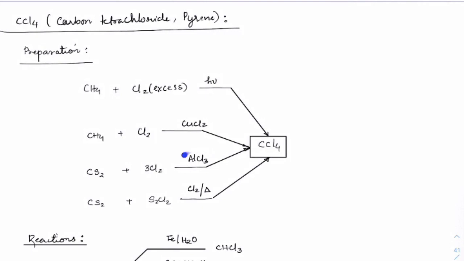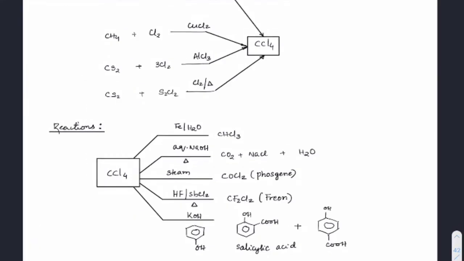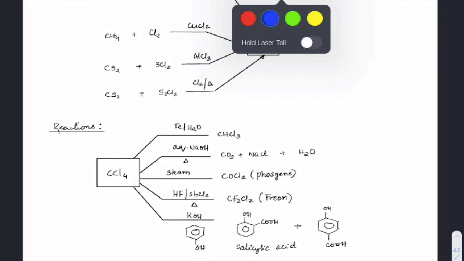In the presence of AlCl3, if you treat CS2 with chlorine, all the sulfurs will get replaced with chlorine and we will get CCl4. The same thing can be done with CS2 and S2Cl2 in the presence of chlorine, which will also replace the sulfur and make it CCl4. Just write the preparation here, everyone. Right, check the reactions here.